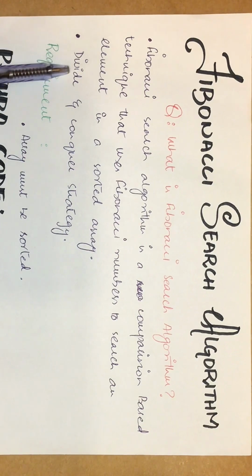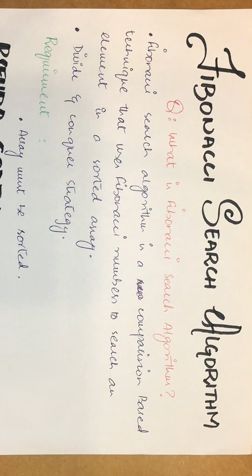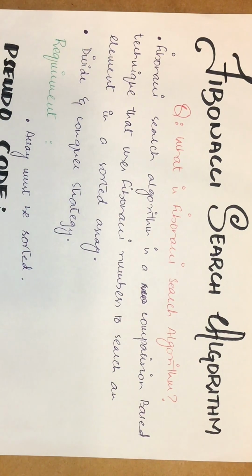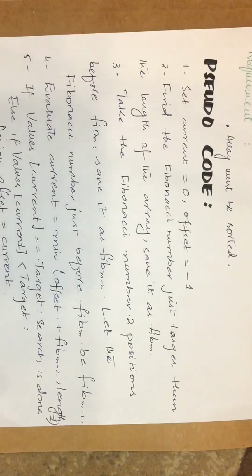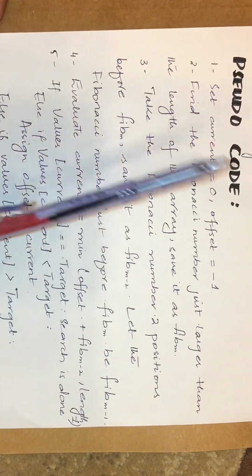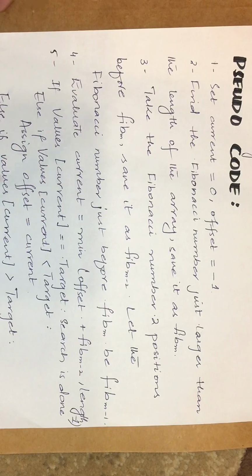Second, it uses the divide and conquer strategy, and the basic requirement of the Fibonacci search algorithm is that arrays should be sorted in ascending order. Because if the array is not in ascending order, the result will not be accurate. Now we have the pseudocode of this algorithm. To explain how this pseudocode works from line 1 to 7, I will tell you with an example.